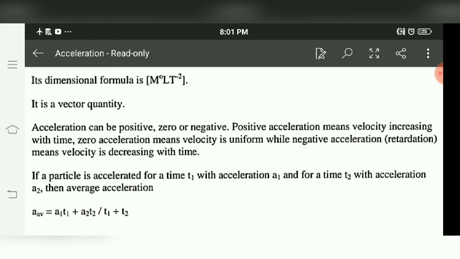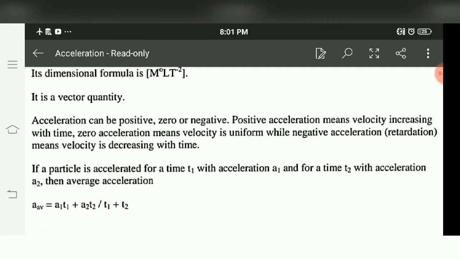And an example of negative acceleration: suppose a rider is moving on a bike, suddenly something comes in front of the bike, and the rider has to apply the brake. In that case acceleration is actually retardation, because its velocity was high, but as he or she applies the brake, its velocity decreases. So that is the case of retardation.